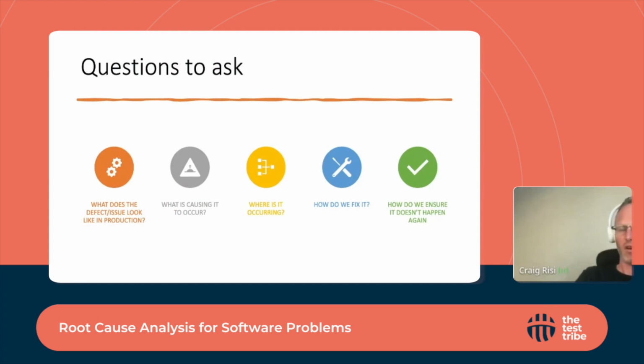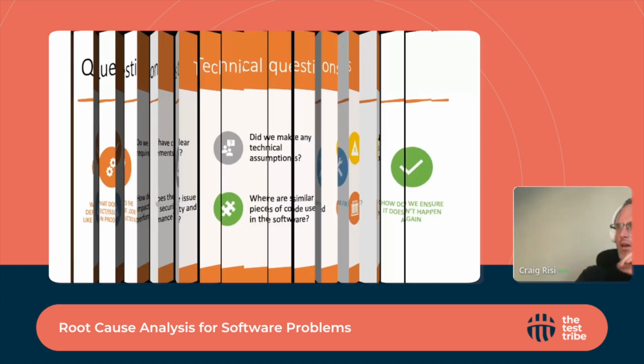these are typically the types of questions that we'd want to ask. So it's, what does the defect issue look like in production? I think that's the obvious one from the symptoms. What is causing it to occur? That's the obvious one. Where is it occurring? How do we fix it? And then how do we ensure it doesn't happen again? Again, this is the process of questions to ask if you want to go through it again within that.